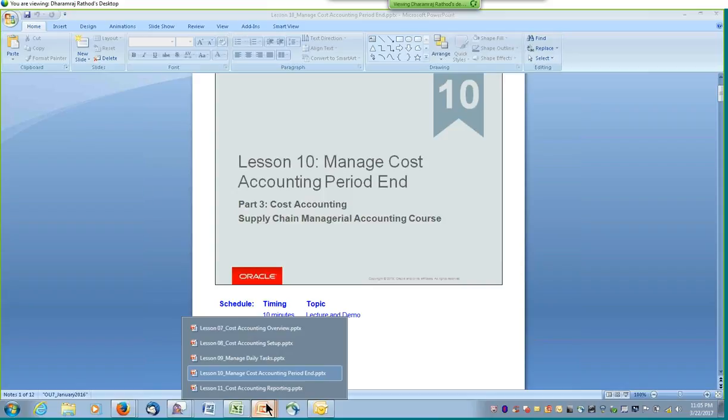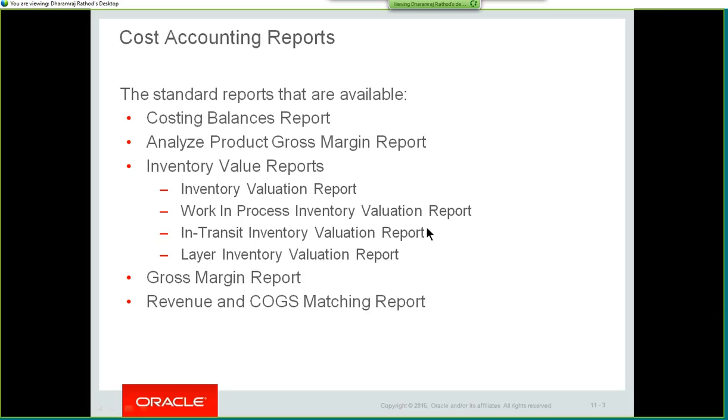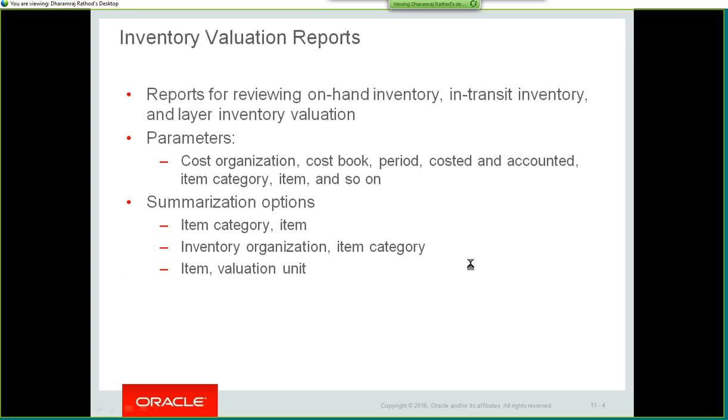And from the reporting standpoint, there are seeded reports out of the box. So you have got the costing balance report, you have got gross profit margin, which you will see in detail on Friday. You have got the inventory valuation report, you have got the WIP report. As a cost accountant, you may be interested in knowing the WIP balance as of a date, and so on. So you can go run this report. You can run this revenue and COGS matching and so on. By the way, these are all seeded.